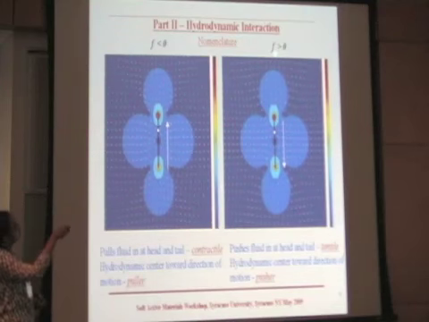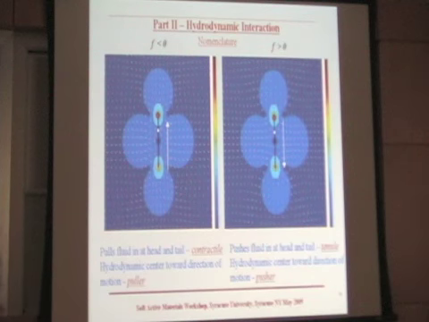Conversely, if I take F greater than 0, that's a pusher, and the hydrodynamic center is located at the back of the object. Chlamydomonas falls under this category, while E. coli falls under that category.